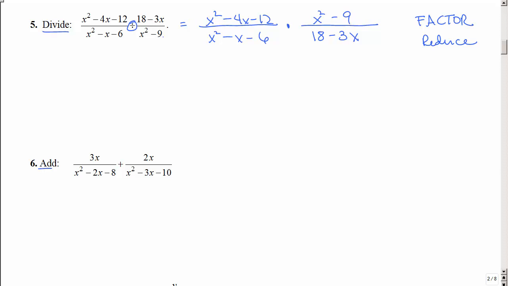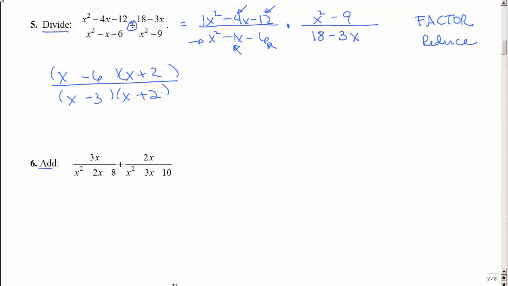So I'm going to start with this top one. Leading coefficient of 1, that makes it easy. What multiplies to get negative 12, adds to get negative 4? Negative 6, positive 2. No, it does not matter what order you write them in. Okay, so here I've got a coefficient of 1. So again, just say what multiplies to get negative 6, but adds to get negative 1. That would be negative 3 and positive 2, multiplied by. Now that is the difference of two squares.